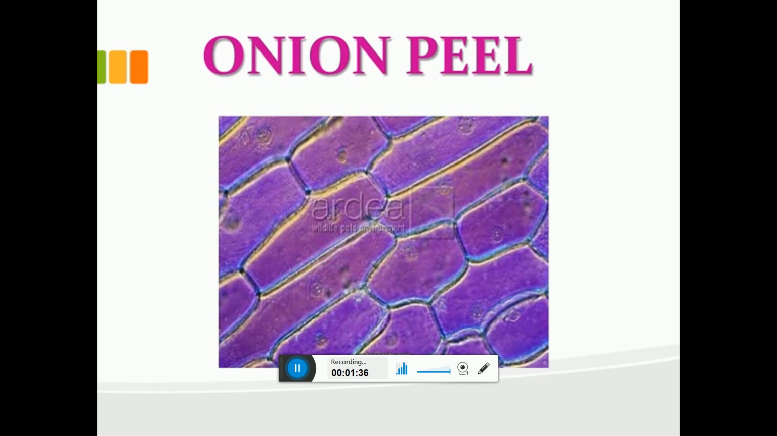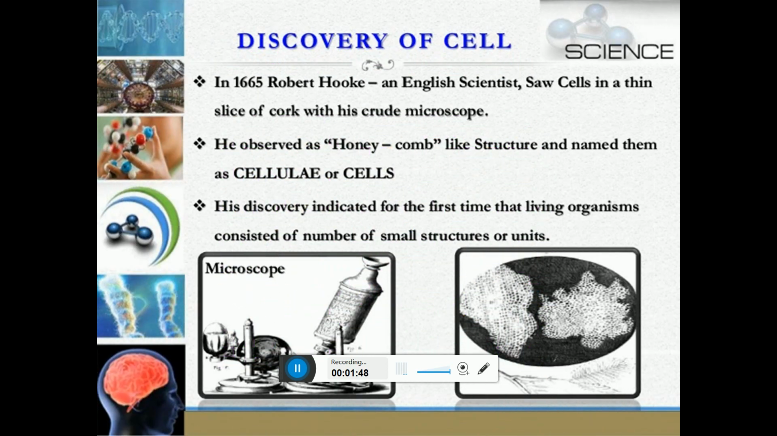What do we observe? We observe some honeycomb-like structures which are called cells. Cells were first discovered by Robert Hooke in 1665. He observed the cells in a cork slice with the help of a primitive microscope. After that, Leeuwenhoek, in 1674, with an improved microscope, discovered the free living cell in pond water for the first time.